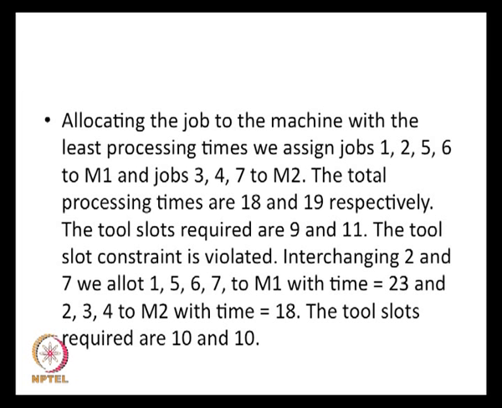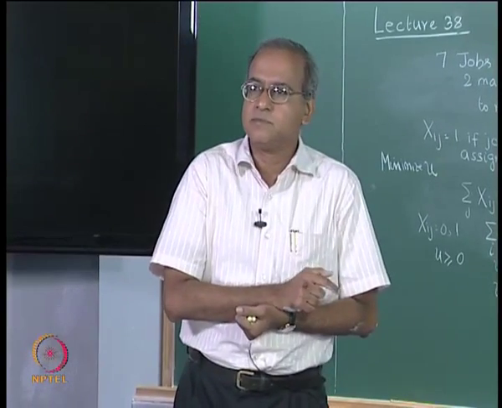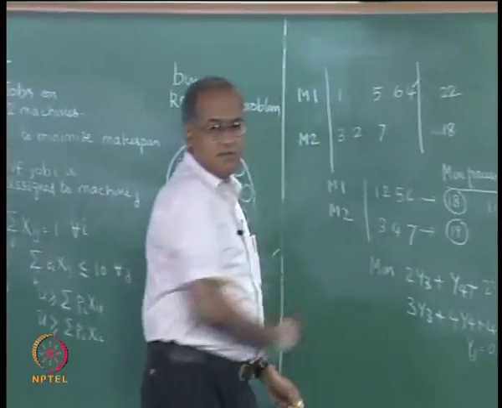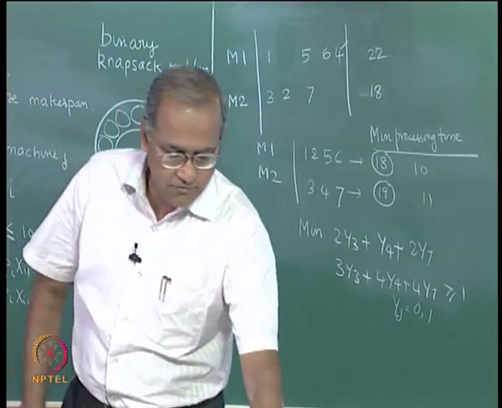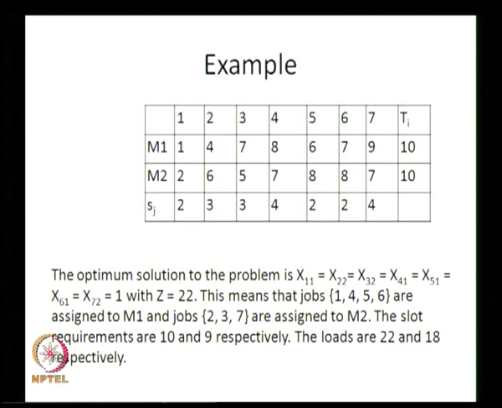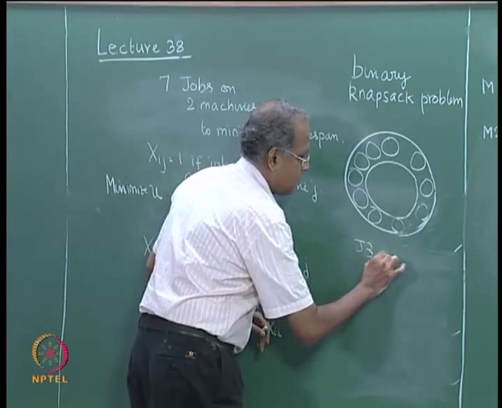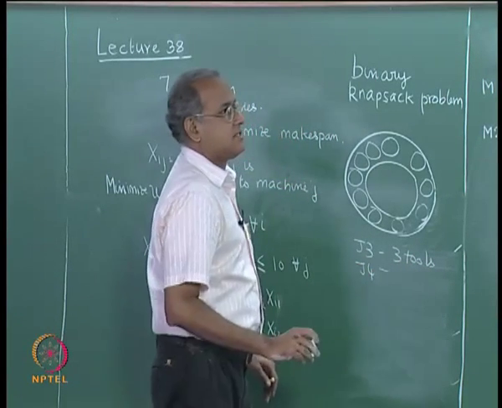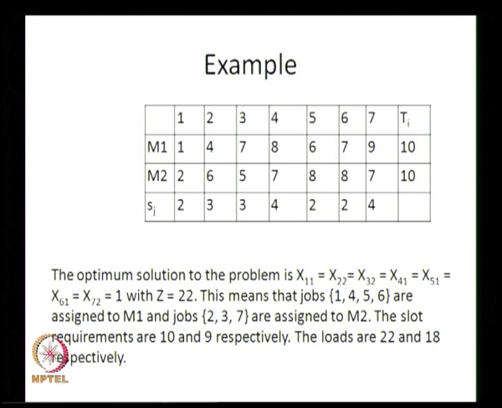because if I put jobs 3, 4 and 7 together, I need 11 tool slots from this. If you look at 3, 4 and 7, I need 11 tool slots. Now, let us go back and understand how it works here. Job 3 requires 3 tools, job 4 requires 4 tools, and job 7 requires 4 tools.